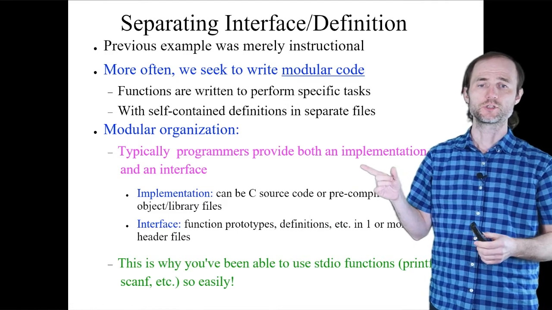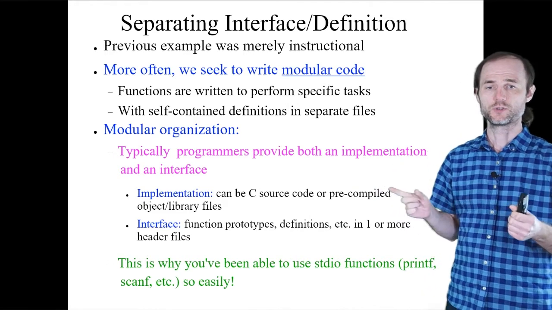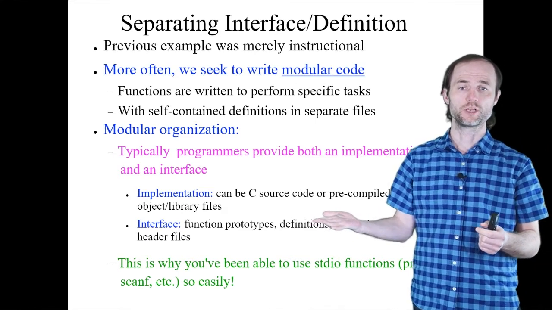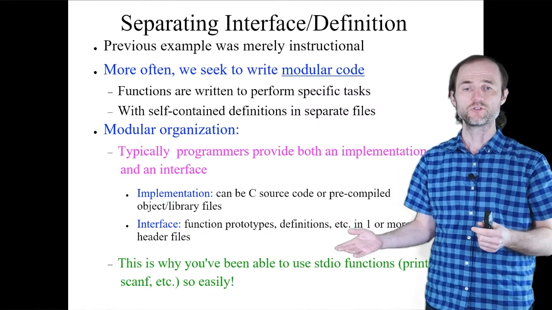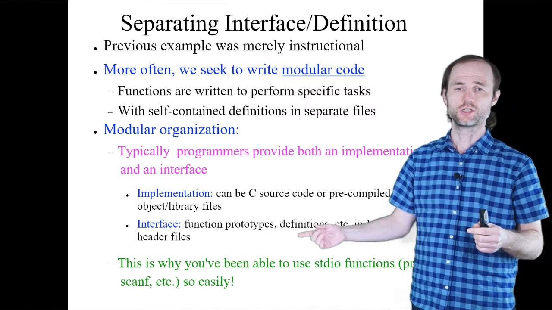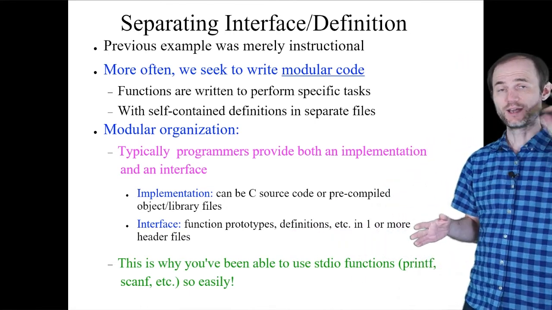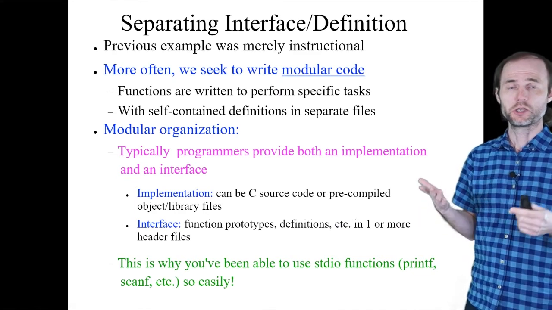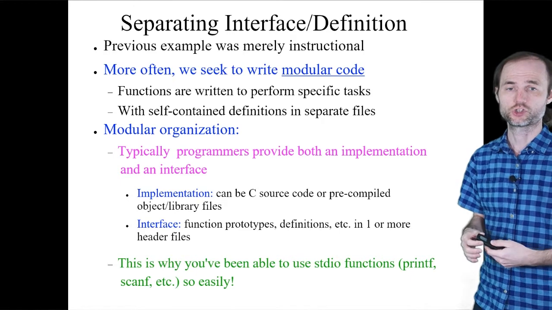Typically, programmers provide both an implementation of the function and an interface. So implementation could be a C source code or precompiled object or library file. And interface is the definition prototypes of the function in the header files that tell the compiler what the inputs are and what the outputs of the function are.